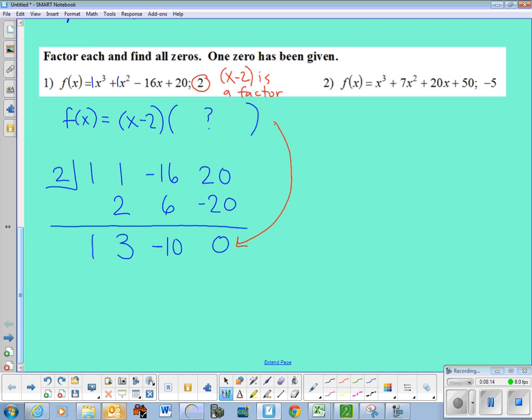Okay, so my question was, what goes in that other set of parentheses? And here's the answer to that. I've got 0 remainder. My constant term is negative 10. My linear term, or my x term, is 3. My quadratic term is 1. So this is x squared plus 3x minus 10.